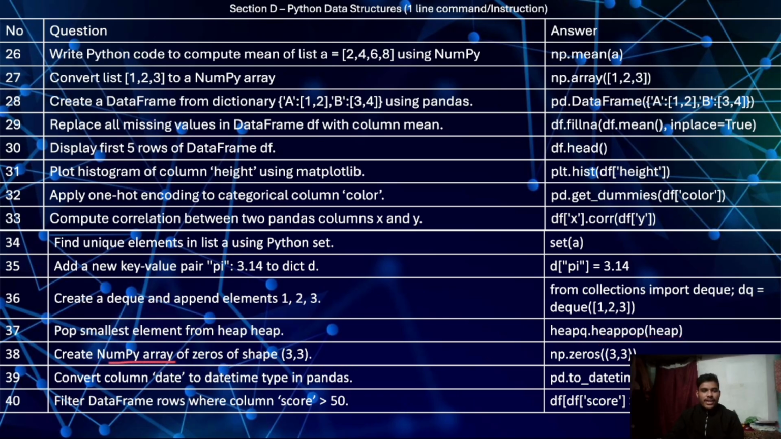Now create a numpy array of zeros of shape 3, 3. So np.zeros((3, 3)). Convert column date to datetime type in pandas. So we have the command pd.to_datetime(df['date']). Now filter data frame rows where column score is greater than 50. So df[df['score'] > 50].